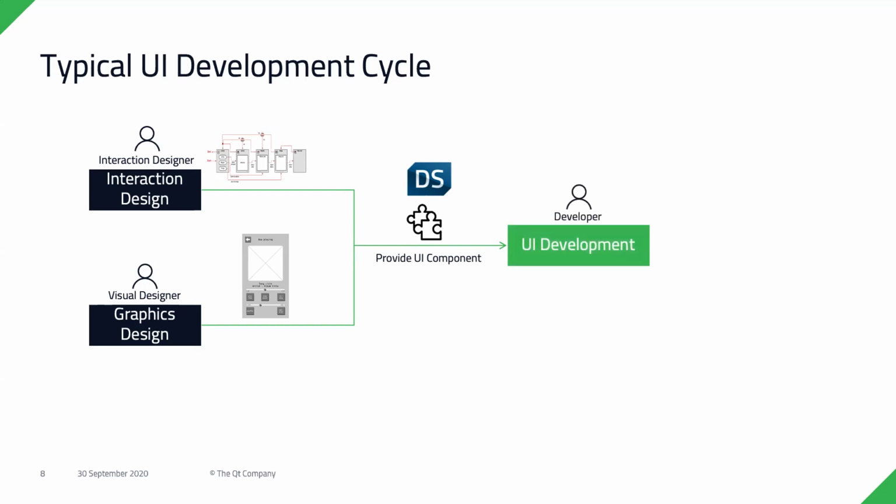So in a typical UI development cycle, we have an interaction designer and a visual designer. The interaction designer is normally the one who makes a UX specification, and the visual designer is the one who delivers some assets. This can be done by using Qt Design Studio, which was shown by Corey before. They can generate their own UI components, which is QML-based code, out of their own design, which is coming from Photoshop or Sketch. And by reusing those components, the UI developer can start developing the UI.